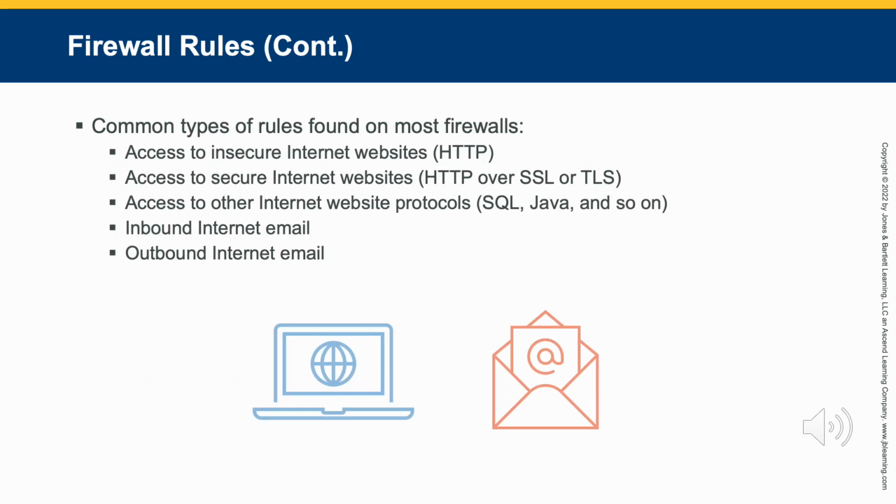Common types of rules found on most firewalls: access to insecure internet websites, or HTTP; access to secure internet websites, HTTP over SSL or TLS; access to other internet website protocols such as SQL, Java, and so on; inbound internet email and outbound internet email.